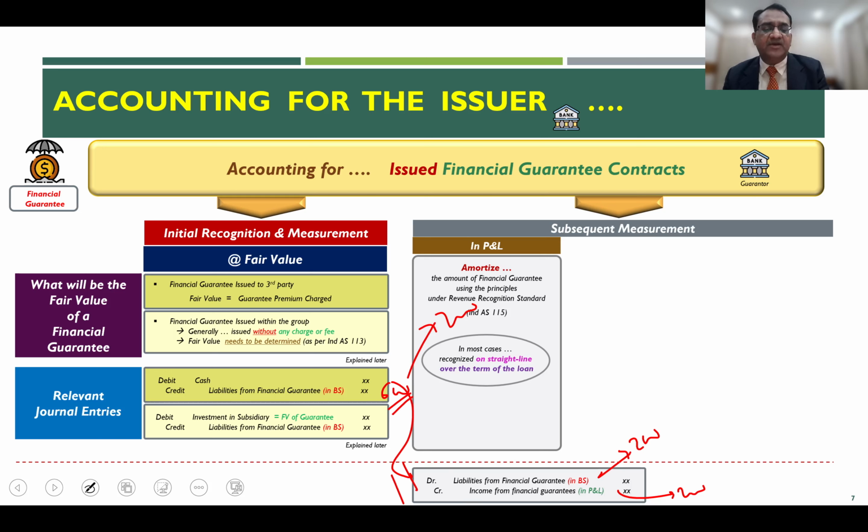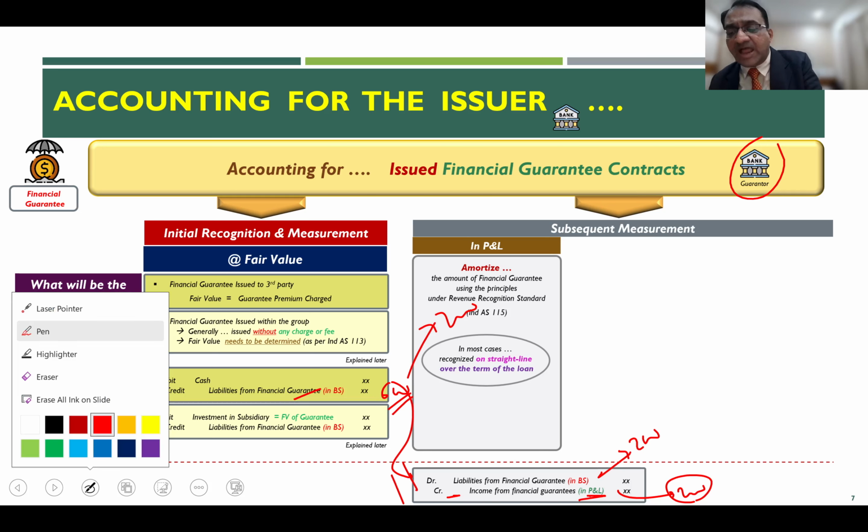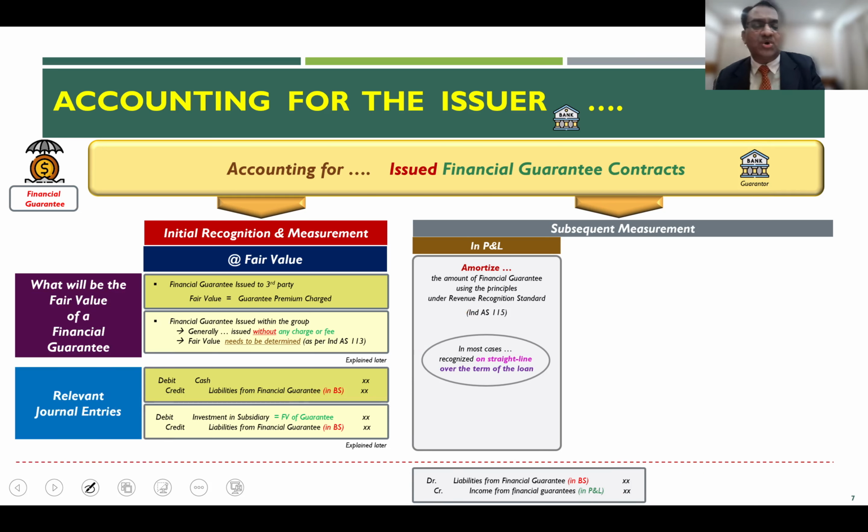So, at the first end of the year, the journal entry which will be recorded by the guarantor would be debit financial liability, the liability for financial guarantee. This amount gets reduced by 200 rupees so that the carrying amount of this liability in the books of the guarantor gets reduced from 600 to 400. And therefore, to the extent of 200 rupees, there is an income which gets recorded in the profit and loss account of the guarantor.